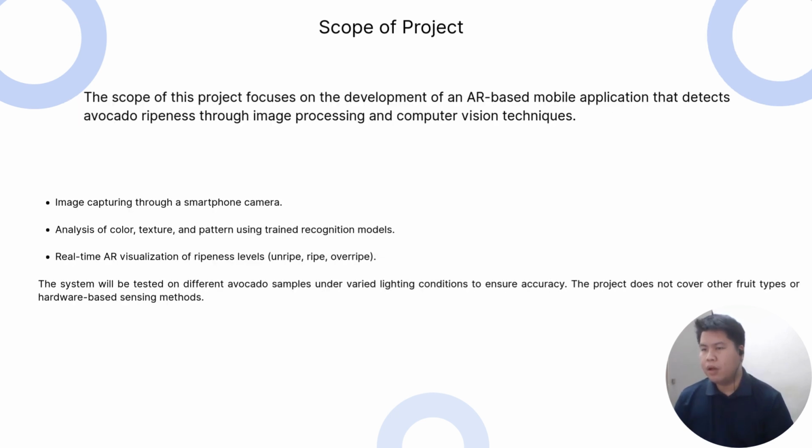For the scope, this project focuses on the development of an AR-based mobile application to detect avocado ripeness through image processing and computer vision techniques. So, image capturing through the smartphone, analyzing the color, the texture, and the pattern of the fruit, and also real-time AR visualization of the ripeness level, telling unripe, ripe, or overripe. The system will be tested on different avocado samples under varied lighting conditions to ensure accuracy, and the project does not cover other fruit types or hardware-based sensing methods.